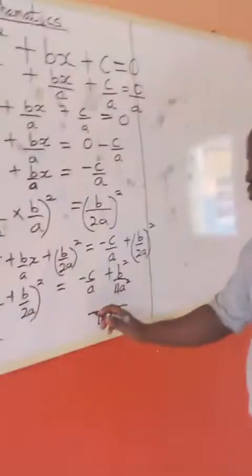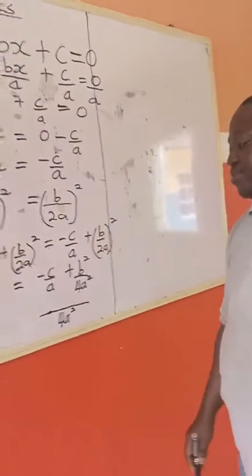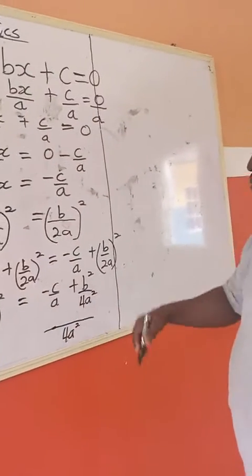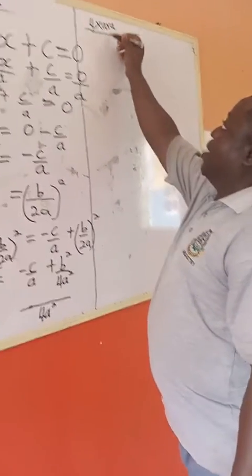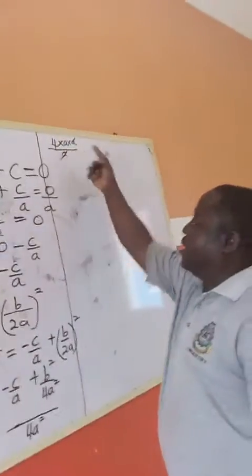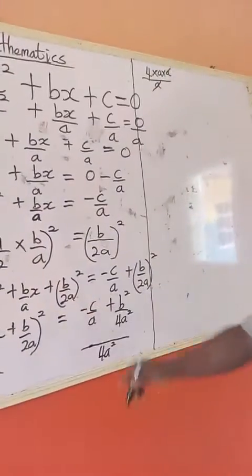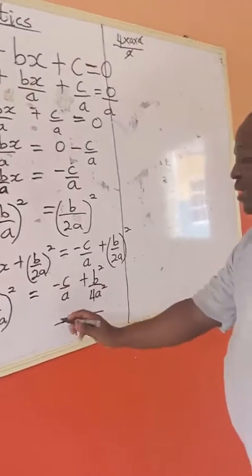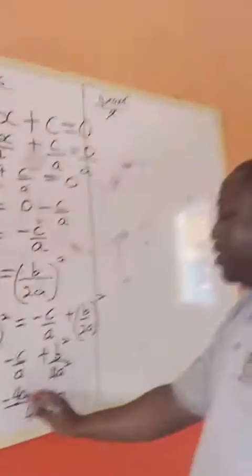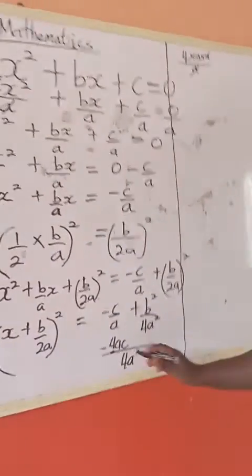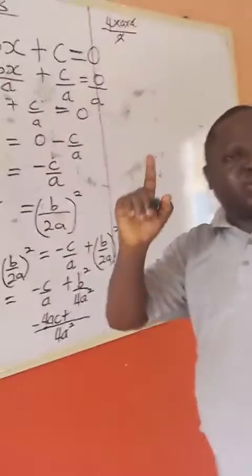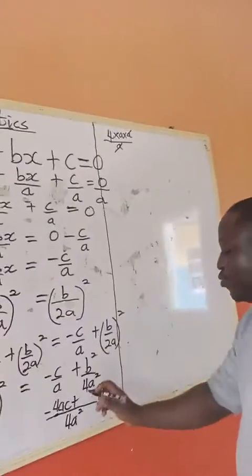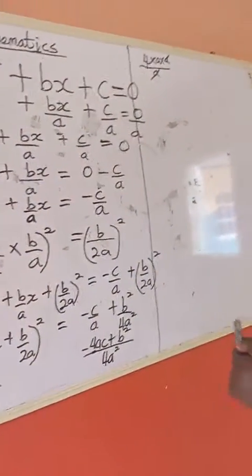Then in each case, we are going to multiply by the numerator. 4a squared divided by a. 4a squared, that's 4 times a divided by a. A will cancel one a here, then we will be left with 4a. So 4a times minus 6 times minus c, rather, that is minus 4ac. Then also plus 4a squared divided by 4a squared, that is 1. Then 1 times b squared, that is equal to b squared.